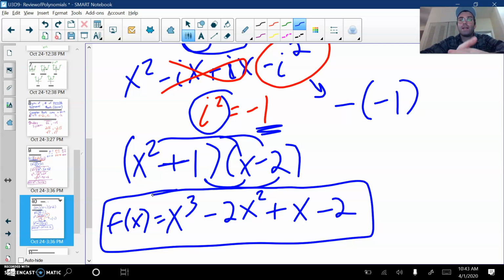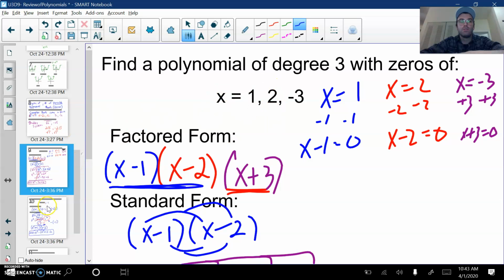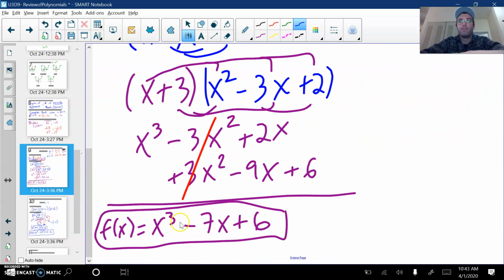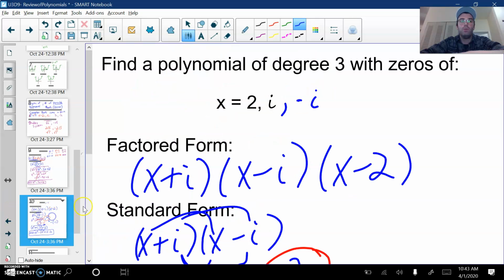For today's practice, it's just going to be stuff like this. You're going to be given zeros, and I want you to find the standard form of our polynomial. All right? Good luck. Let me know if you have any questions.